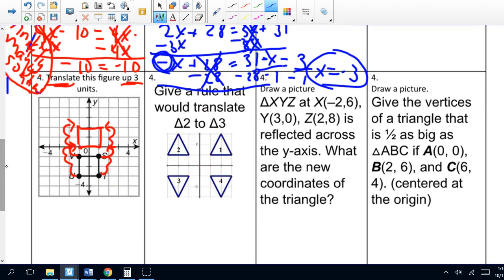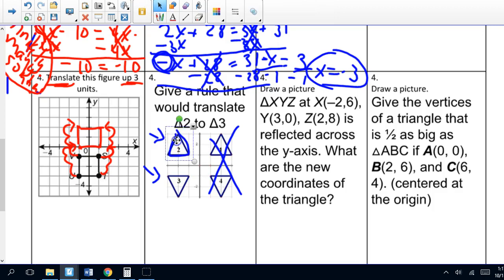Number 4 says give a rule that would translate triangle 2 to triangle 3. So let's ignore 1 and 4. Triangle 2 to triangle 3, if I translated it, if I shifted or slid it, it would never line up. Now, if I took it and I just slid it, that wouldn't work, would it? No. And if I turn it this way around my origin, it would bring it down.